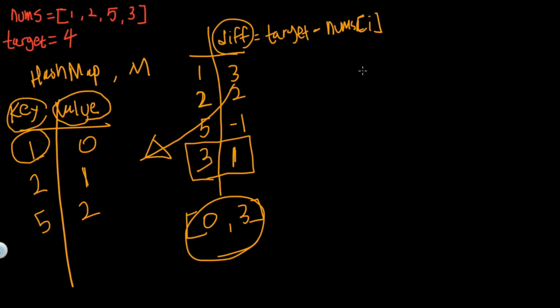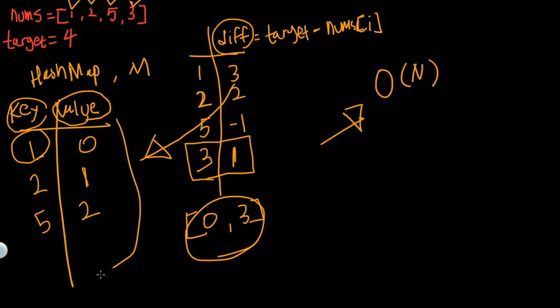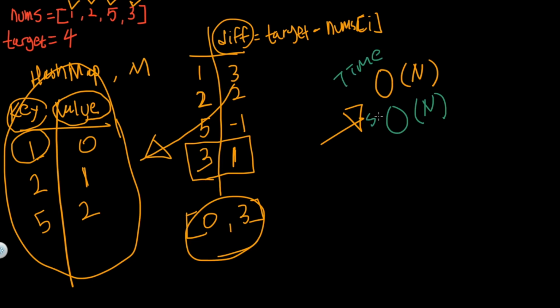So the time complexity of this algorithm is going to be big O of n, because we are only iterating this array one time while constructing this hash map. The space complexity of this algorithm is also going to be big O of n, because in the worst case scenario, we have to construct this whole hash map here. So time, space.